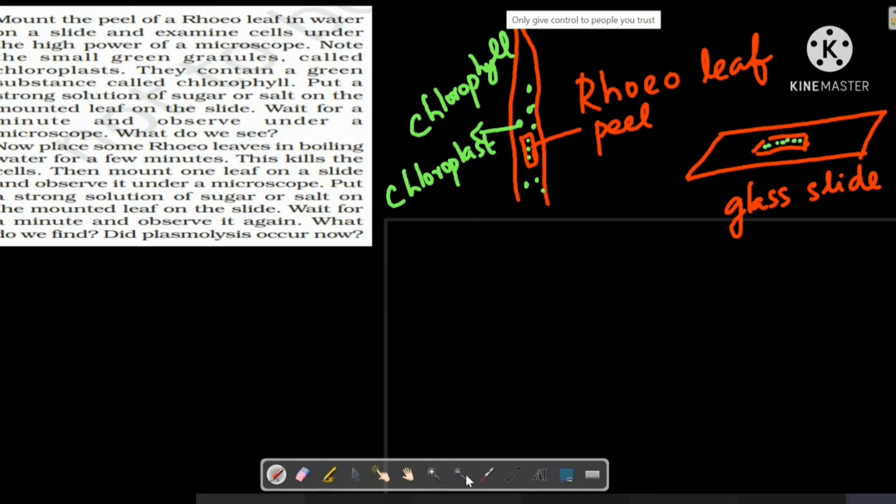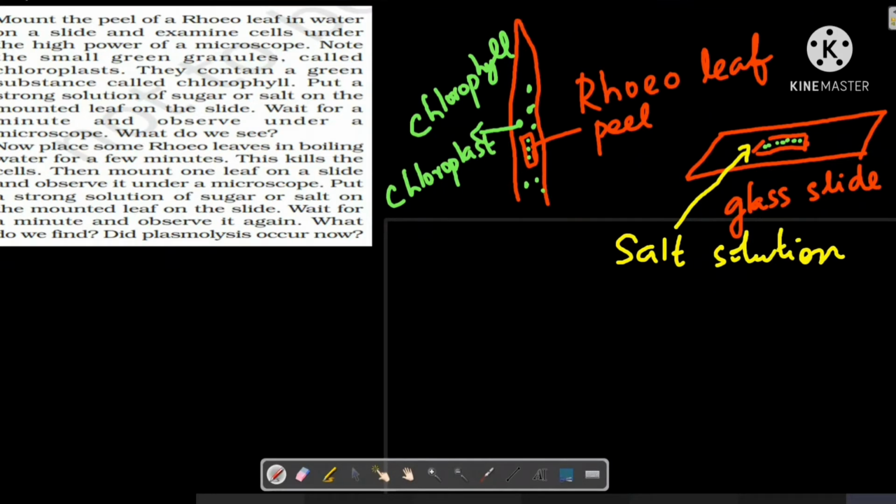Then what are they telling us to add? They're telling us to add on such a peel a strong solution of sugar or salt. That means we have to add a hypertonic solution. That means we can add a highly concentrated salt solution. So what did they see? They saw something like this under the microscope.